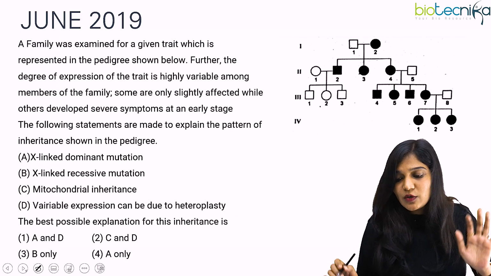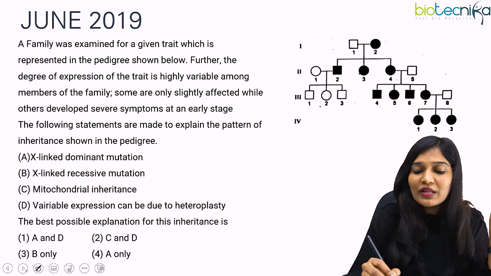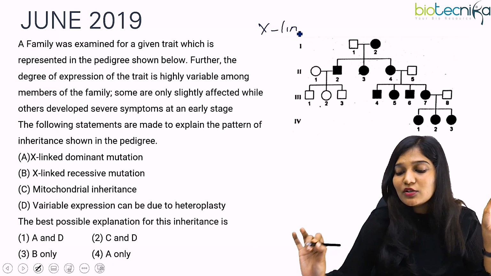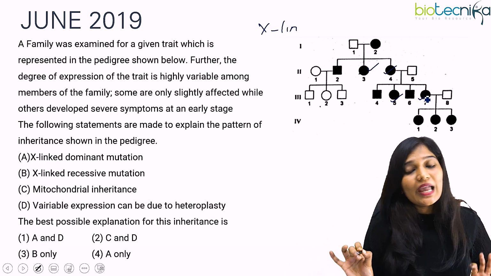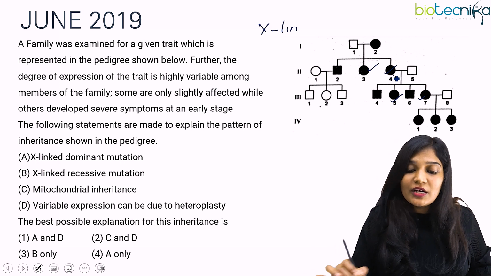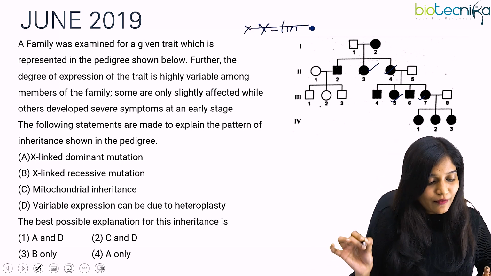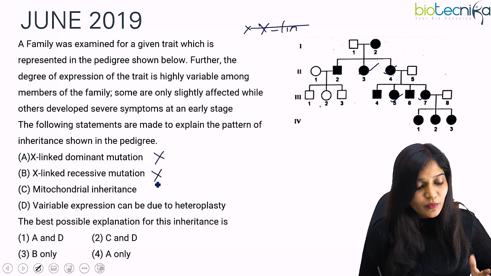The next is a very easy question. You can see, go in for this option. First you have to see whether it is Y-linked. Y-linked means only males are affected. No, females are affected here. So it is not Y-linked. X-linked, male to female and female, but it is happening everywhere. It is also not X-linked. So you have to reject first option, second option. Then the remaining is going to be only C and D.